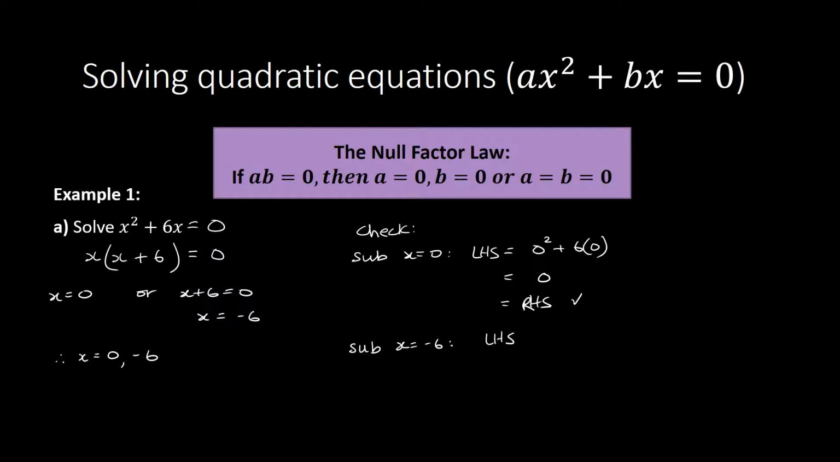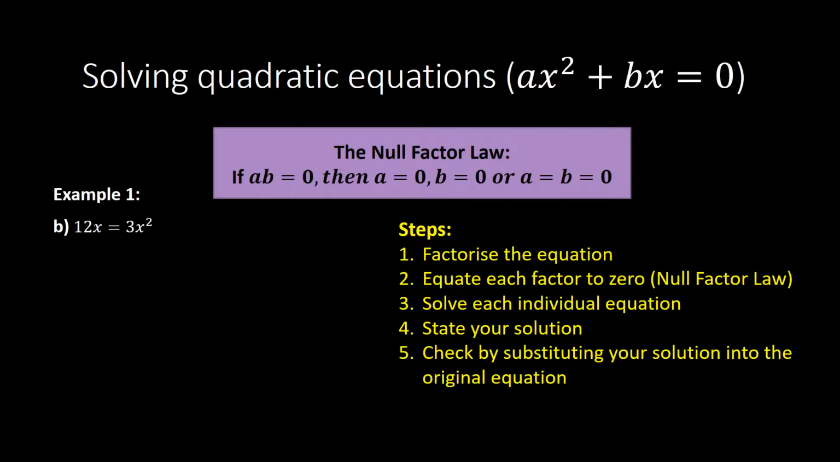Let's check our second solution. Sub x equals negative 6 into our equation. Our left-hand side, x squared plus 6x, is negative 6 squared plus 6 times negative 6, which gives us negative 6 squared is 36. 6 times negative 6 is negative 36. 36 plus negative 36 is the same as 36 minus 36, which is 0.